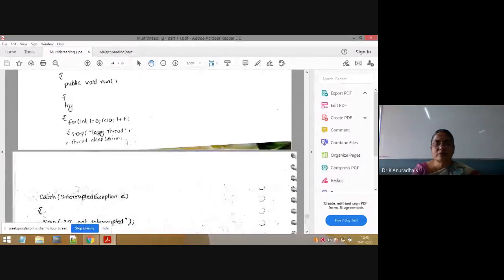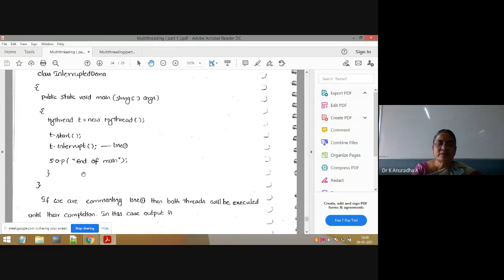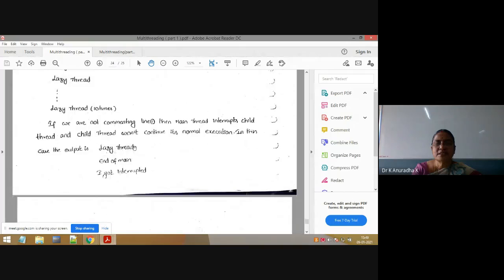T.interrupt() means after this statement, first it will execute this for loop the first time. It will print lazy thread. After that, Thread.sleep means this child thread enters into the sleeping state. When this child thread is in the sleeping state, by using this t.interrupt(), that thread is interrupted. So the output of this program is: lazy thread, then end of main, then I got interrupted.